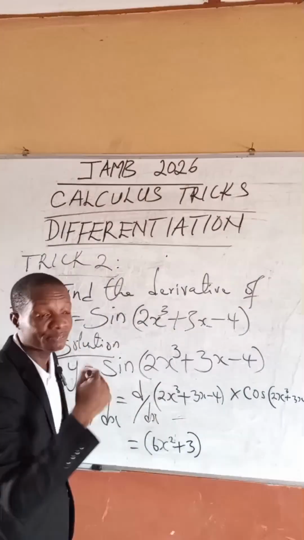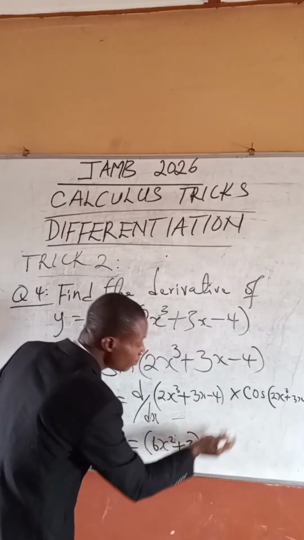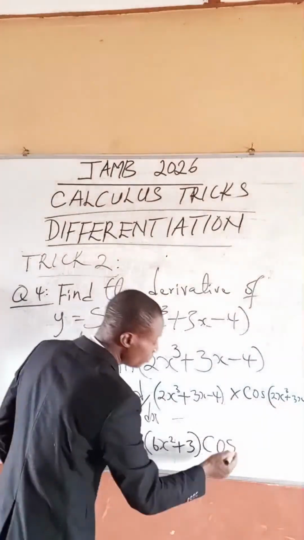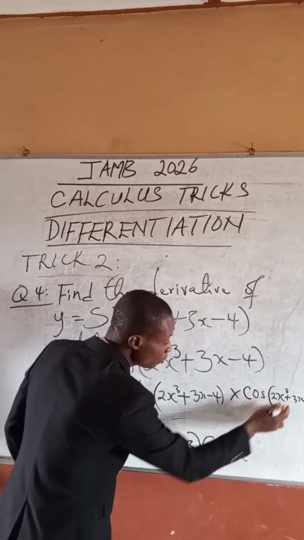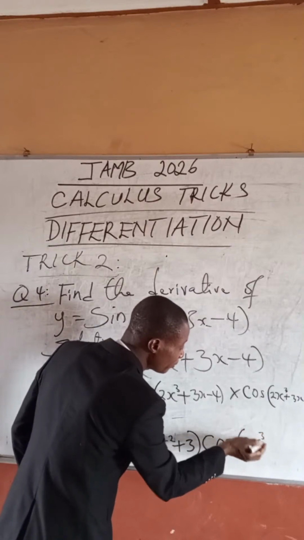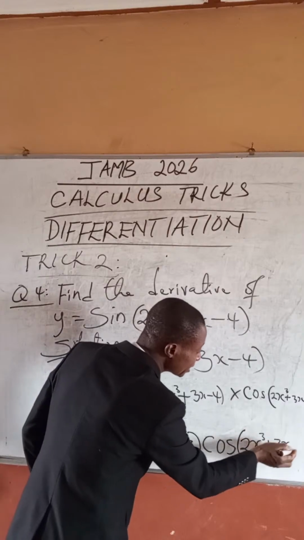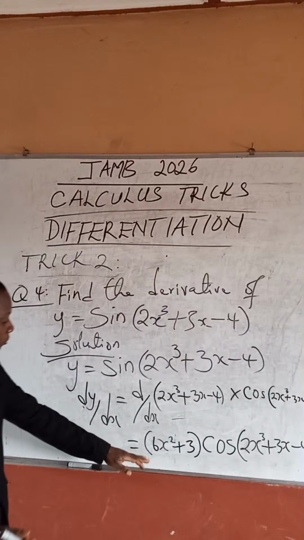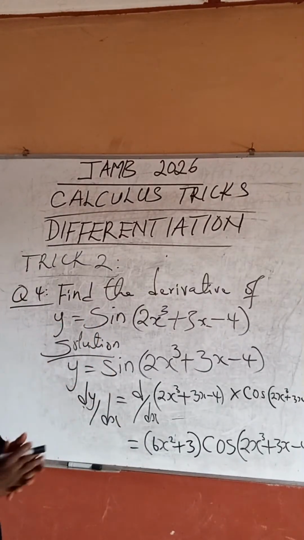Please don't forget, it's very important we note this. Then this is cosine. Remember, it's multiplication. So that's cosine of everything we have here. What do we have? We have 2x raised by 3 plus 3x minus 4. This is the solution to this particular question. I do hope it is well understood.